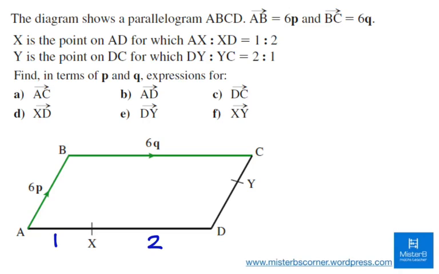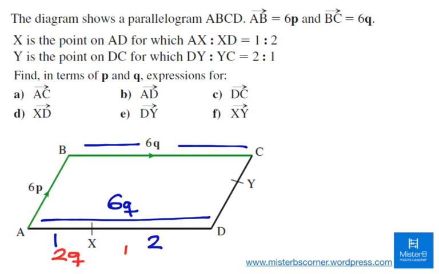But we know in a parallelogram, opposite sides have the same length. So this is also 6q. So I can immediately write down that this is 2q and this is 4q. And here the same thing applies for the DC. Y is the point on DC for which DY to YC is 2 to 1. Since this is 6p, I can write like this is 4p and this is 2p.